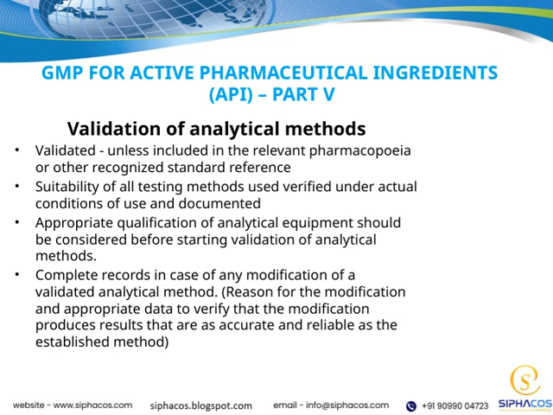Before starting the validation process, we should consider the appropriate qualification of the analytical equipment. Ensuring equipment is properly qualified helps guarantee accurate and consistent results throughout validation. And if any modifications are made to a validated analytical method, complete records are a must. This includes documenting the reason for the change and providing data that verifies the modified method still produces results that are as accurate and reliable as the original.